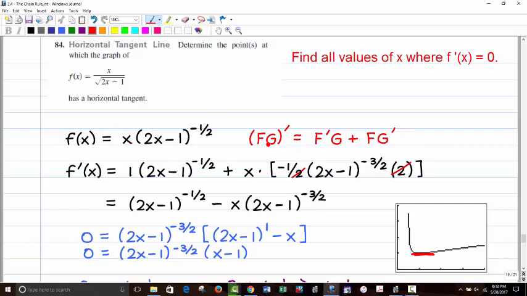So there's the product rule. Derivative of x is 1, and then that stays the same. And then we have a negative 1/2 comes down, 2x minus 1 to the negative 3/2, times the derivative of the inside, which is 2. The 2's cancel. Because of this minus, that becomes subtraction.